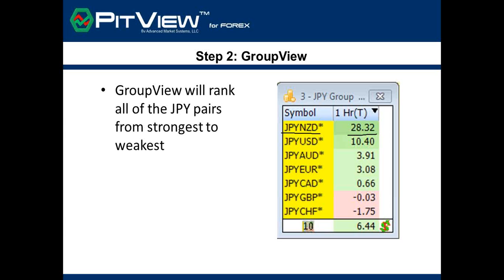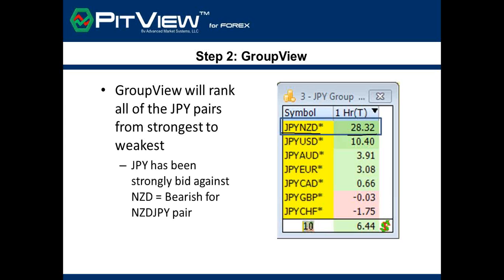So remember, if there's more buying pressure on the yen versus New Zealand, that's good for the yen, that's bad for New Zealand. The reason why there's an asterisk is that we'd be bearish on the New Zealand yen pair.